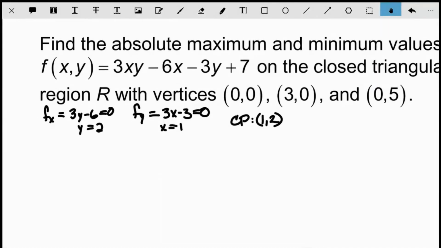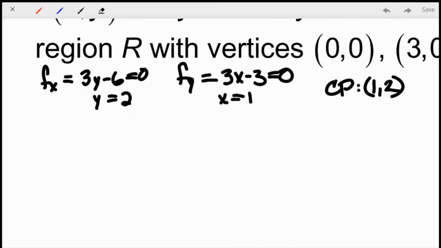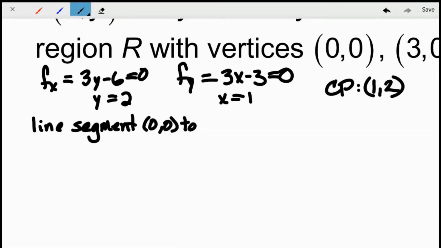Now, what we can do on those boundaries is we can determine if we have a max or a min along the boundaries in a similar way. So I'm going to do this along each of those lines. So I have the line segment that goes from (0, 0) to (3, 0).